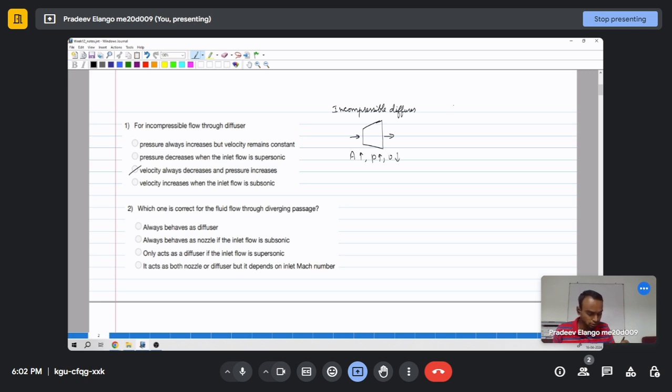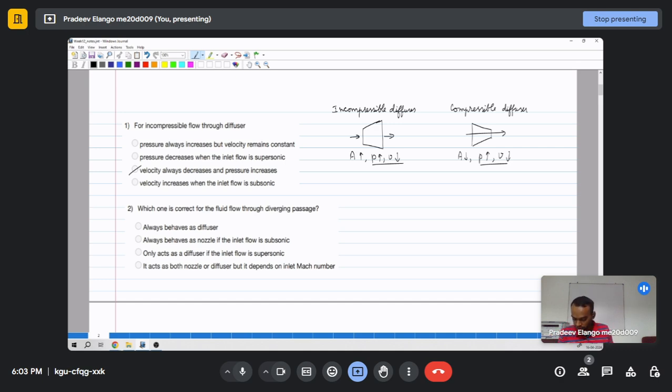In case of a compressible diffuser, the shape would be something like a converging section, and in this case the area along the path of the flow decreases, but pressure still increases and velocity decreases. The pressure and velocity behavior is the same because it is a diffuser. A diffuser is an instrument that increases the pressure at the expense of velocity energy. Only whether the flow is compressible or incompressible will decide the converging or divergent section.